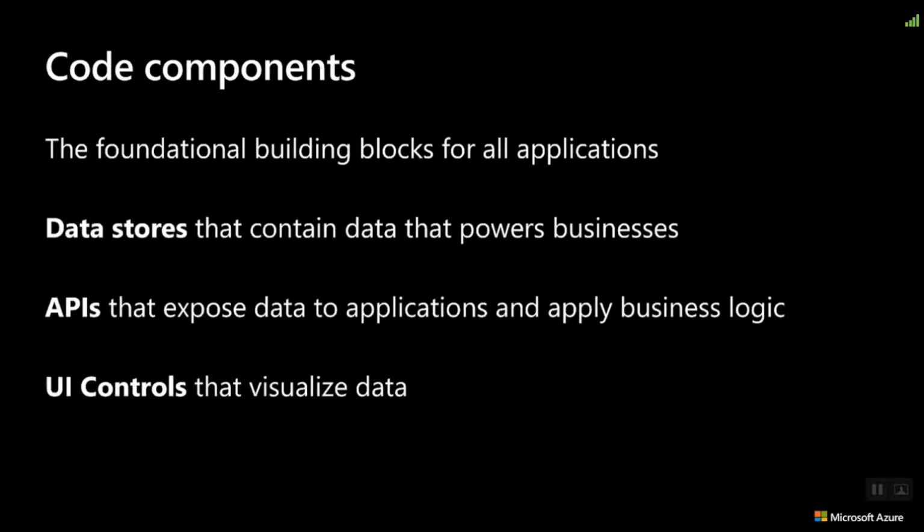APIs can expose that data to applications and apply some business logic. So maybe this is a .NET Core Web API, maybe this is an Azure function. There's so many different types of APIs, and they can all be exposed to citizen developers in the Power Platform with something called custom connectors we'll dive into later. And then, of course, the UI controls that visualize that data. Haley alluded to this, but you can build custom controls and custom UI for the Power Platform as well. So you're not just limited to the default controls you have within the Power Platform.